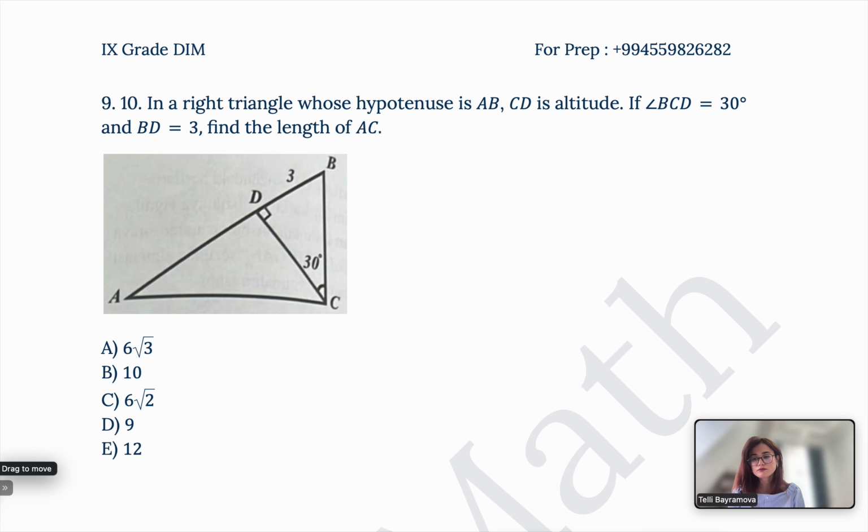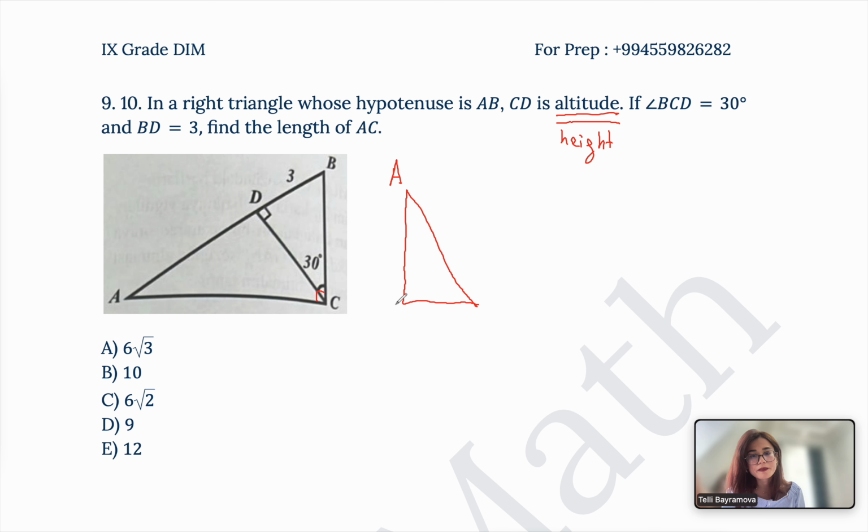Question 9. In a triangle whose hypotenuse is AB. AB is the hypotenuse, which is opposite the 90 degree angle. Okay. CD is the altitude, guys. Generally, the students forget what is altitude. We are using altitude as height. Okay, height is altitude. Angle BCD is 38 degrees, BD is 3. So find AC, guys. The easy method, just there's no easy method. You have to learn the formula for right triangle.